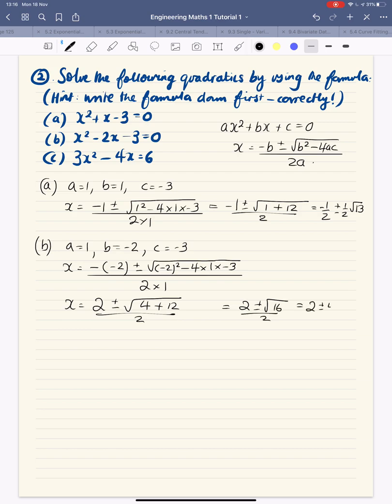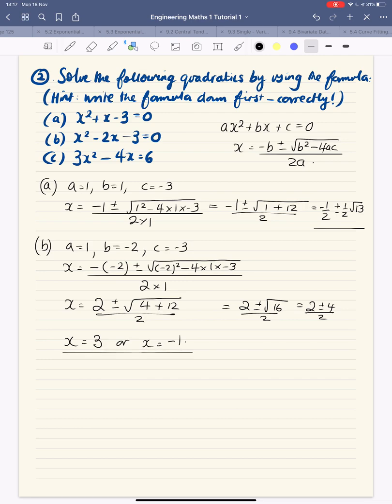So it's 2 plus or minus 4 over 2. So therefore x is 2 plus 4 over 2, which is 6 over 2, which is 3. x is 2 minus 4, which is minus 2 over 2, which is minus 1. So we have our answers for that one. Let's just underline all these bits. Answers there.